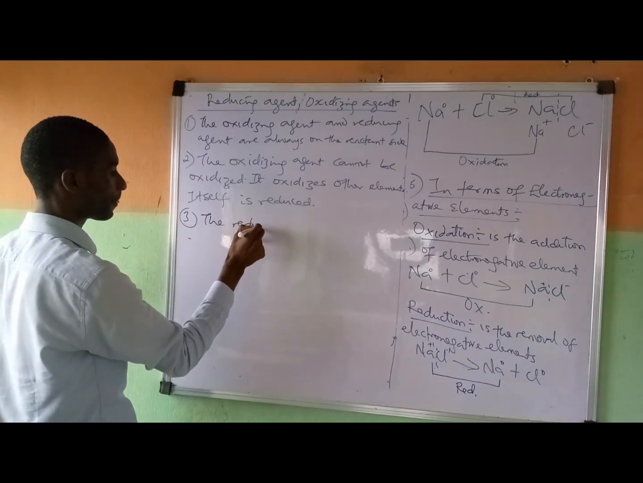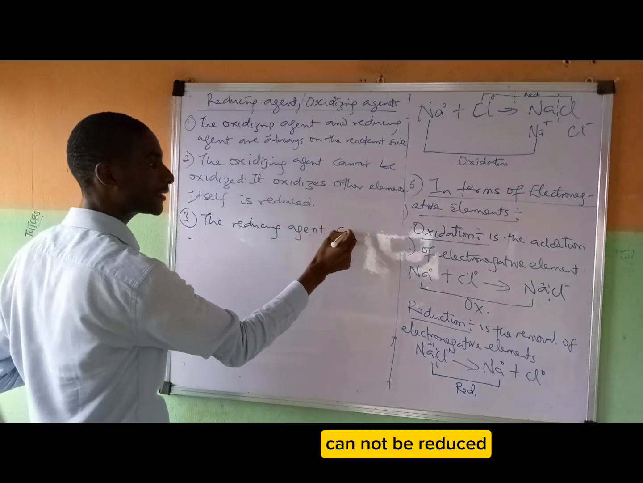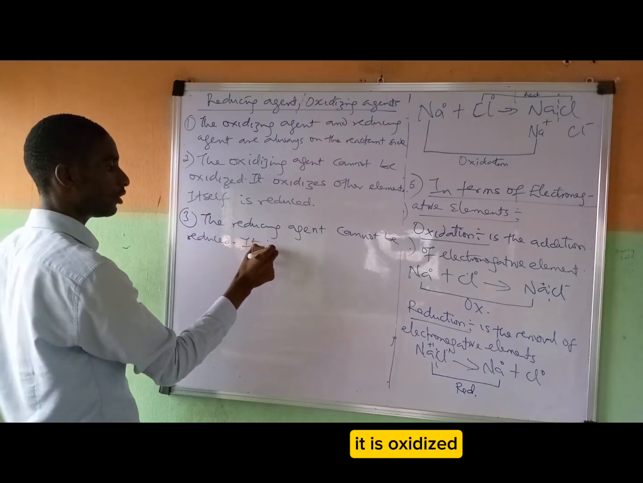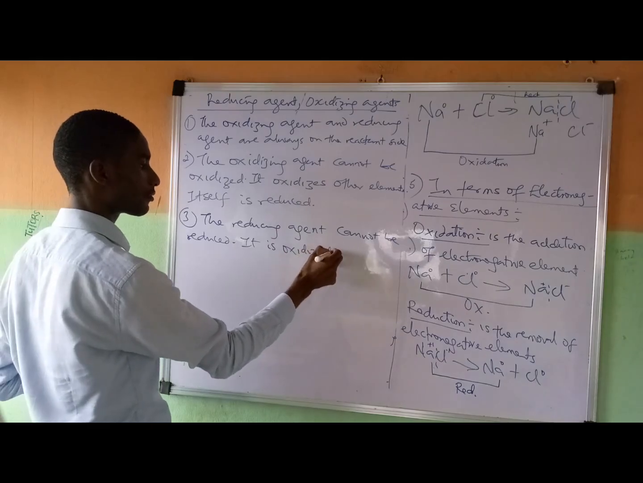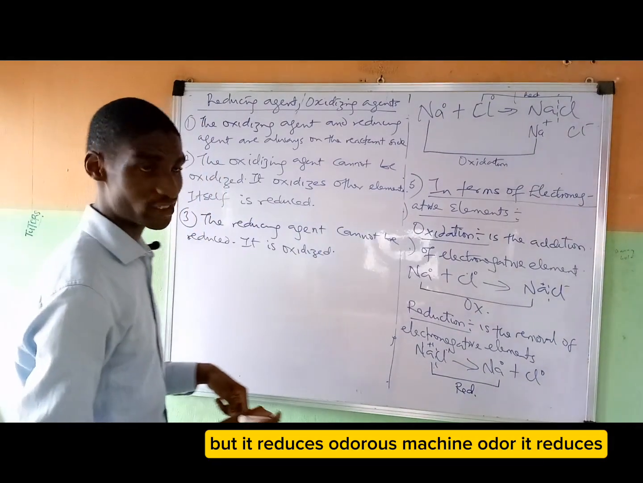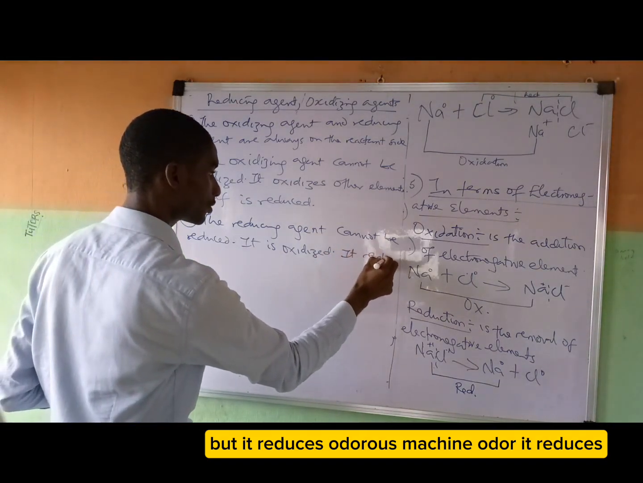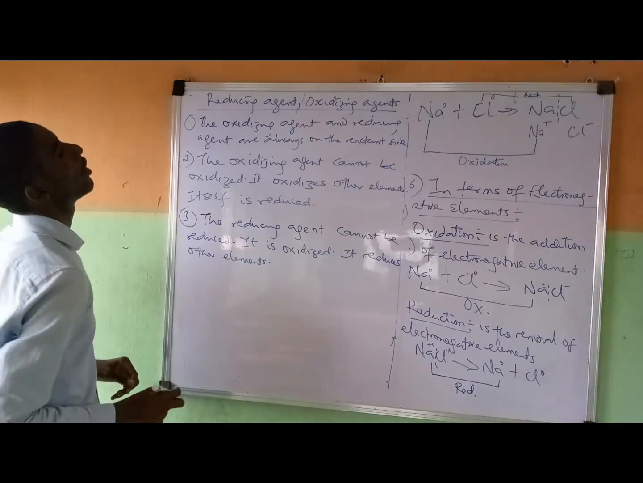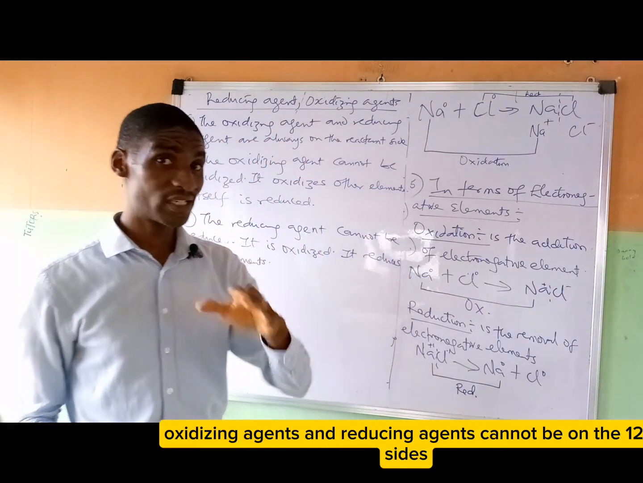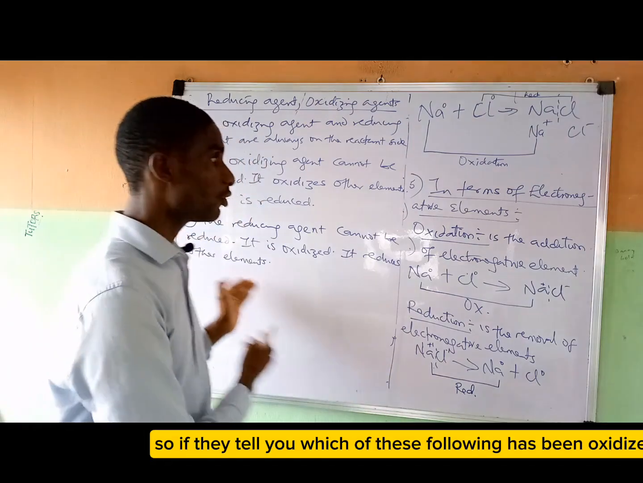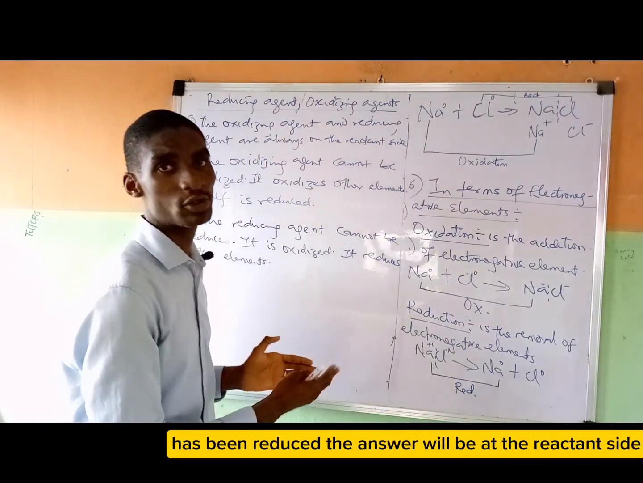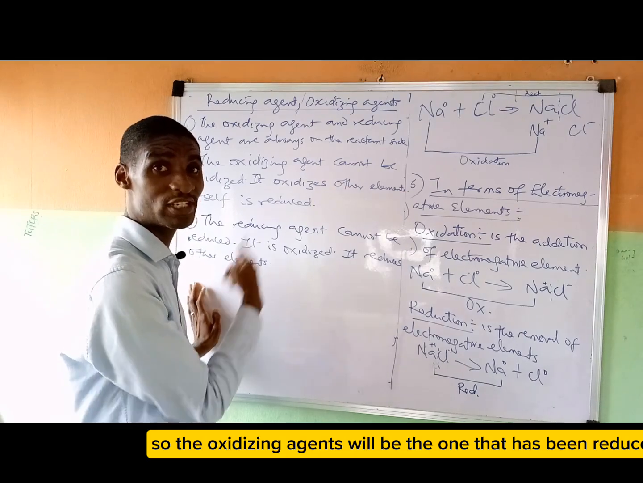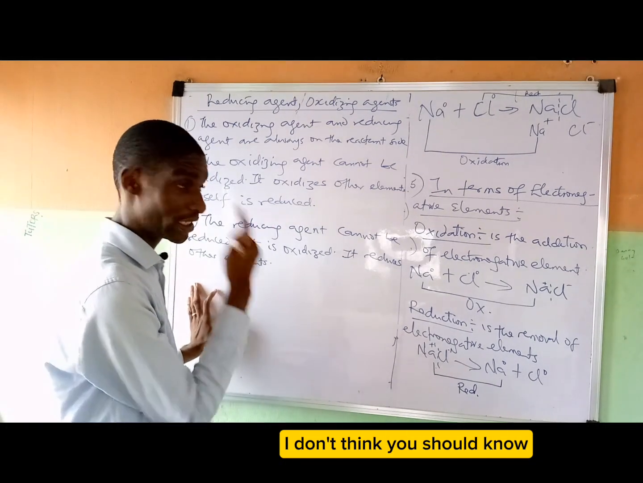The reducing agent cannot be reduced. It is oxidized. But it reduces other species or other elements. Remember, I told you that oxidizing agents and reducing agents cannot be at the product side. So if they tell you which of these following has been oxidized, has been reduced, the answer will be at the reactant side. So the oxidizing agent will be the one that has been reduced, while the reducing agent will be the one that has been oxidized.